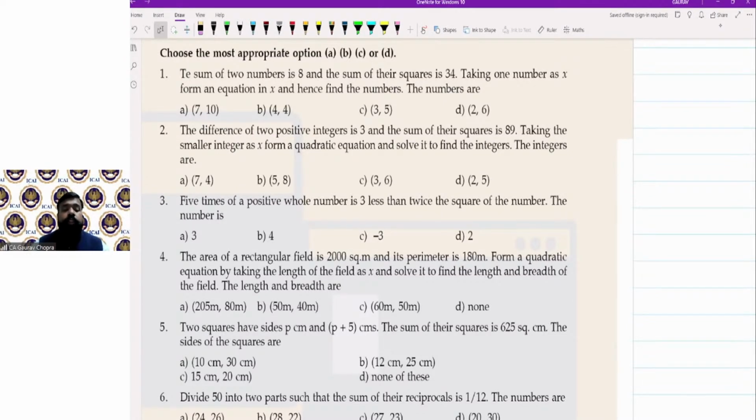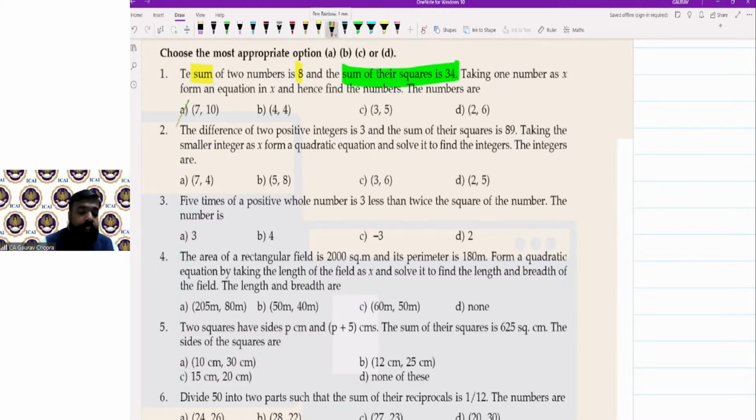Now, the first question of exercise H says the sum of two numbers is 8. This is the first condition about sum. And sum of their squares is 34. Sum of squares is 34. Now, taking one number as x, form an equation in x and hence find the numbers. So overall, we have to check that option which is able to satisfy both the conditions. तो ऐसा कौन सा ऑप्शन है जो दोनों को satisfy कर रहा है? तो हमें sum चाहिए 10.